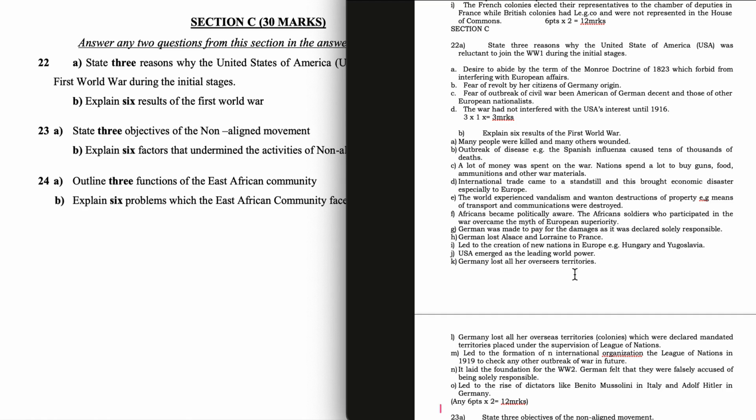Germany lost all her overseas territories, that is colonies, which were declared mandated territories placed under the supervision of the League of Nations. It led to the formation of an international organization, the League of Nations, in 1919 to check any other outbreak of war in future. It laid the foundation for the World War II. Germans felt that they were falsely accused of being solely responsible, which led to the rise of dictators like Benito Mussolini in Italy and Adolf Hitler in Germany.